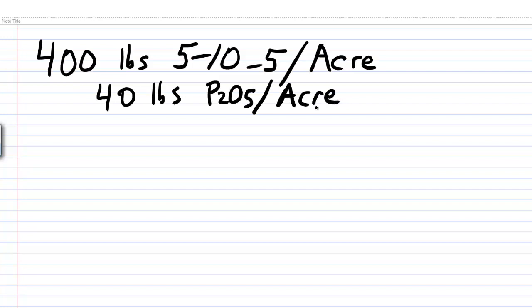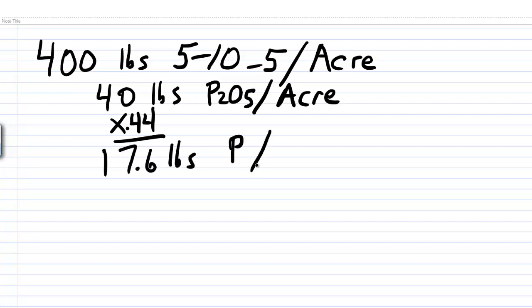Now, what we just learned was, with this material, 40 pounds of phosphate, using that constant of 0.44, 40 times 0.44 equals 17.6 pounds of phosphorus actually being applied per acre.